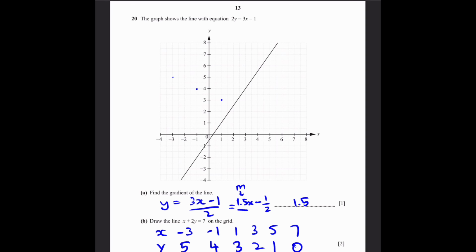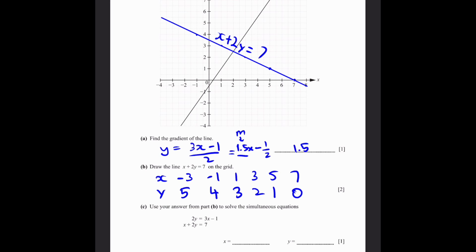And then we continue plotting the points 3, 2, 5, 1, and 7, 0. And now 3, 2 here, 5, 1, and 7, 0. Now we just connect the points. So this is the line x plus 2y equals 7.